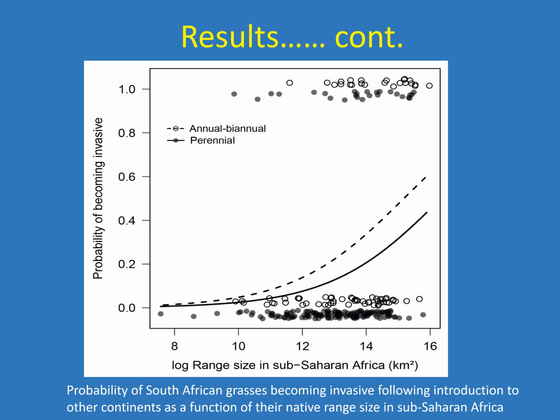The probability of South African grasses becoming invasive following introduction to other continents as a function of their native range size in sub-Saharan Africa was assessed. We found that invasiveness was positively related to range size, and that perennial grasses had a marginally significant lower probability of becoming invasive than annual-biannual grasses.